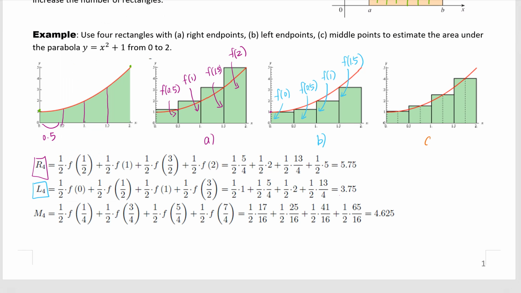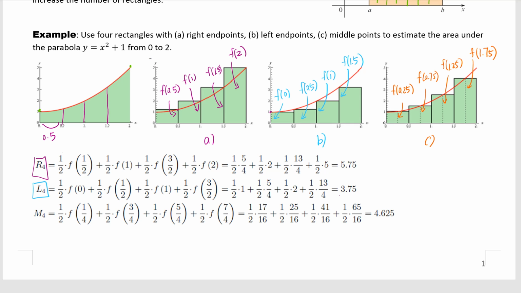So part C, we use the midpoint. The midpoint for the first rectangle, the height is f of the midpoint, which is 0.25. And then the next rectangle, the midpoint is 0.75. And then the next, we have 1.25. And then next, we have f of 1.75.